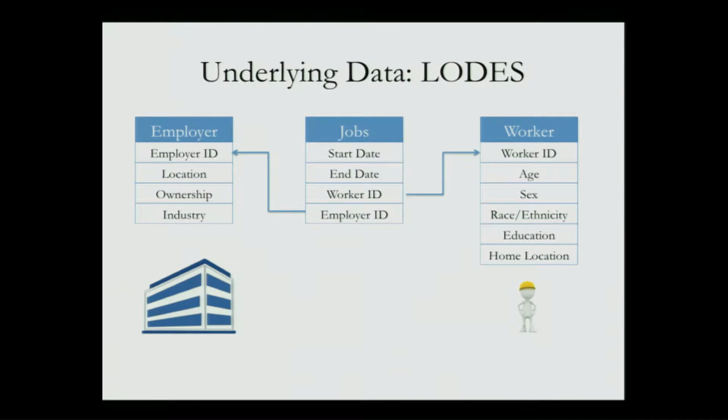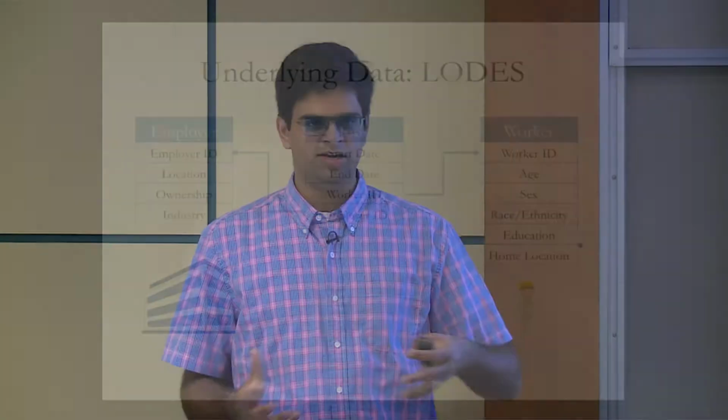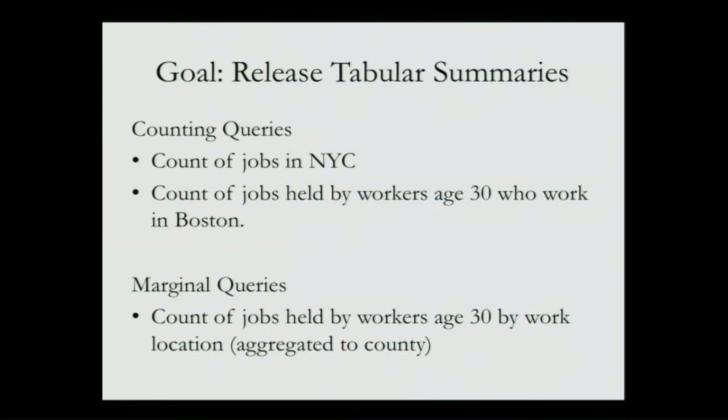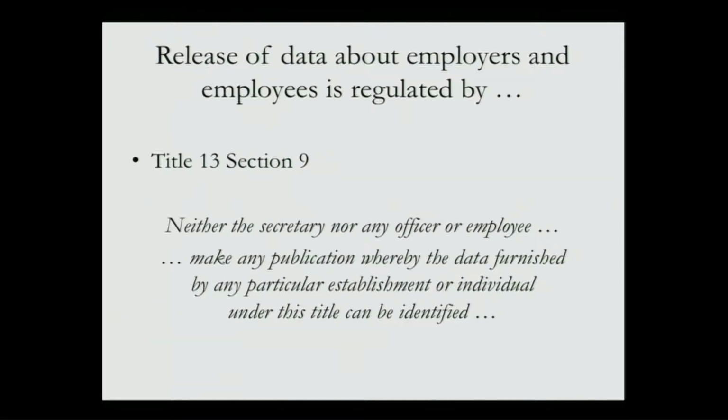Okay, so here's the underlying data. It's called LODES. It's collected by piecing together many different data sets from various state organizations. And the kinds of queries they want to answer are counting queries over jobs, filtered by various attributes on businesses, various attributes on individuals, and so on. Okay? So now let's start with the law.